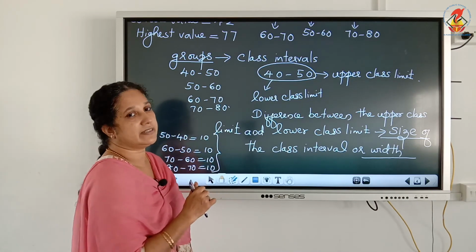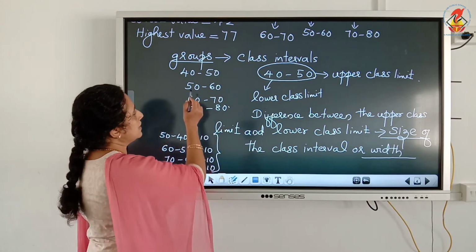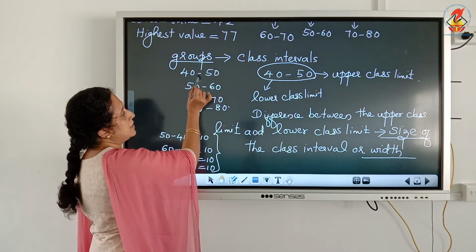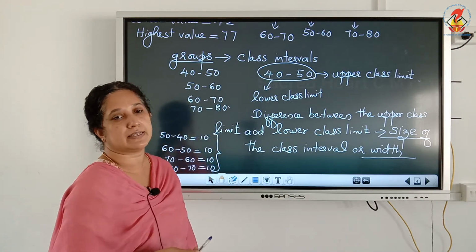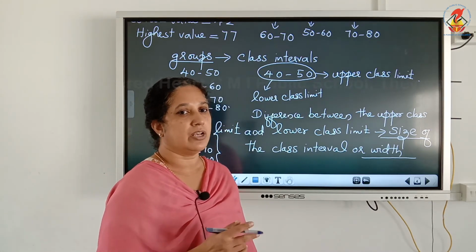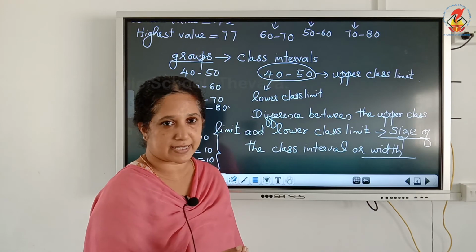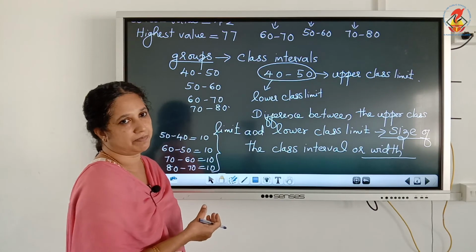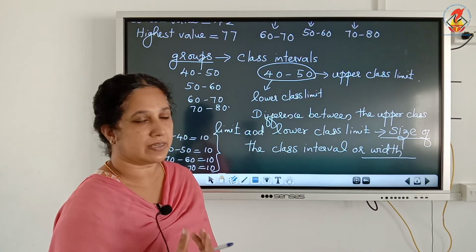So here we can divide the data into different groups, and the groups are known as class intervals. When you consider a class interval, for example 40 to 50, 40 is the lower class limit and 50 is the upper class limit, and the difference between them is known as the size or width of the class interval. To make the groups, you can decide what the size will be. You can take it as 10, 5, or 2. Depending upon the data, you can select the size of the class intervals.